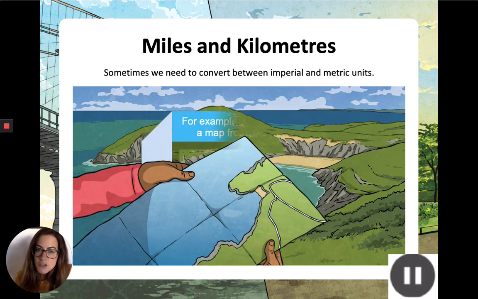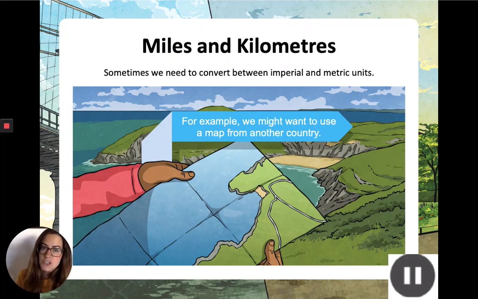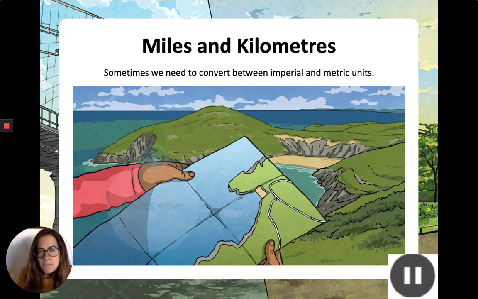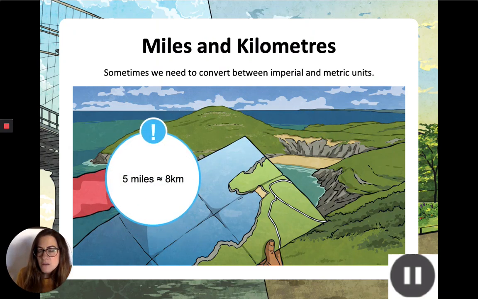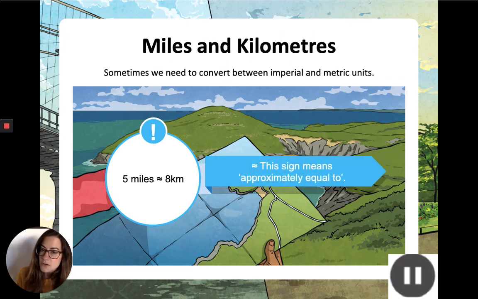So here's a good example. If we wanted to use a map from another country, say we were going on a road trip across America, and that map might be in miles, and we might not understand that. Or actually, that's not a great example. Let's use a different example. If we were going on a road trip in Europe, where they use kilometres, we use miles in the UK, so we might not understand what it means. So we need to be able to convert between them.